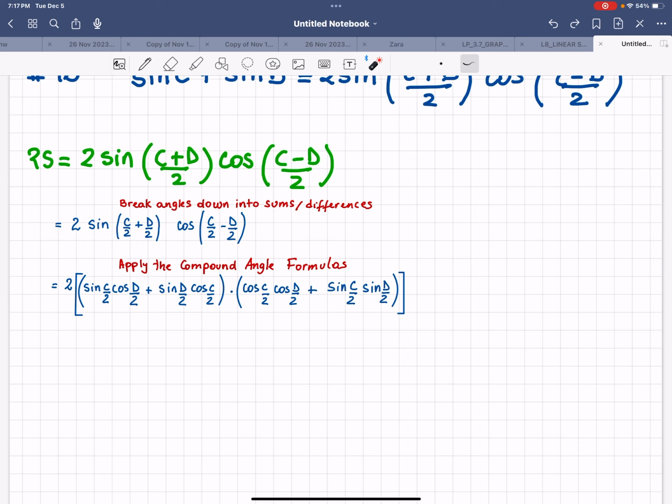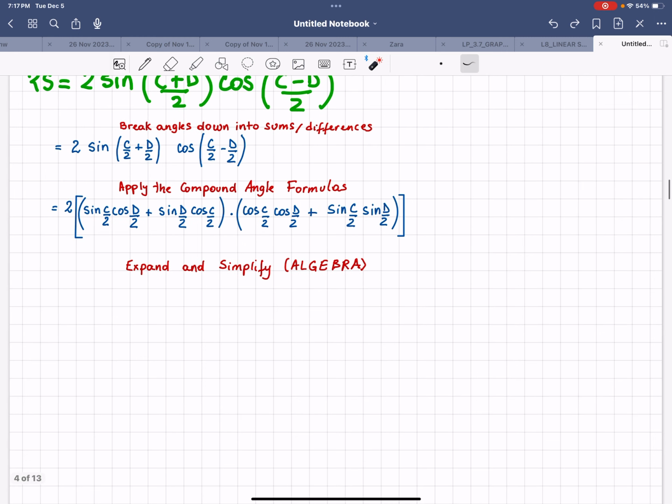So next we have to use algebra in order to expand and simplify. That's all we can do. We cannot use any other formulas to simplify at this point. So number 2 still outside, square brackets.